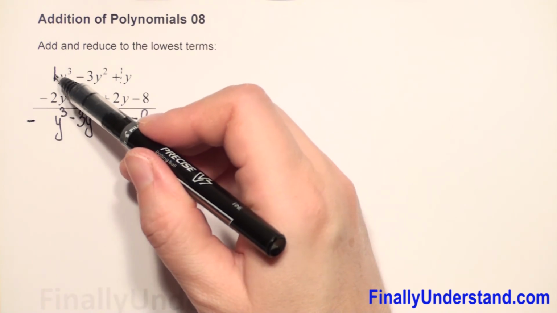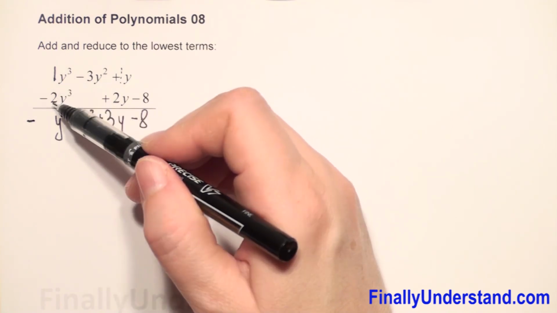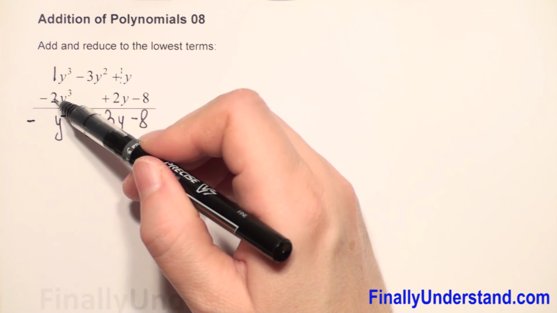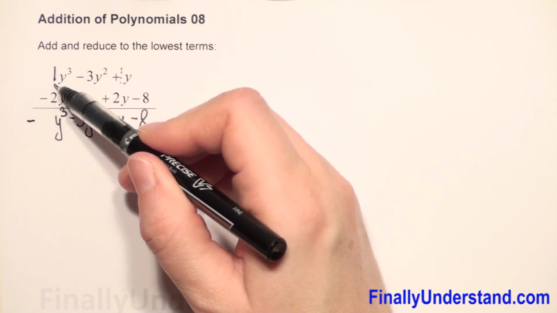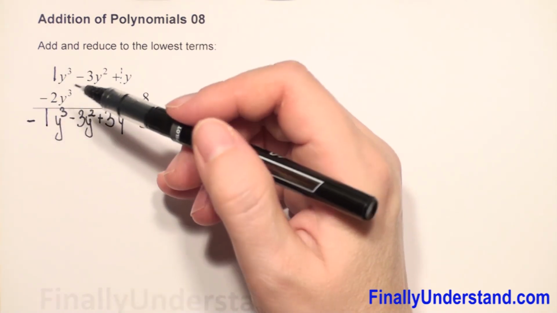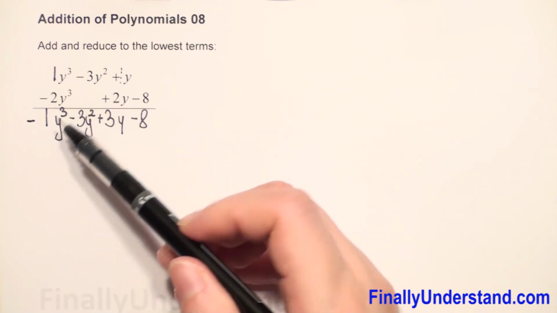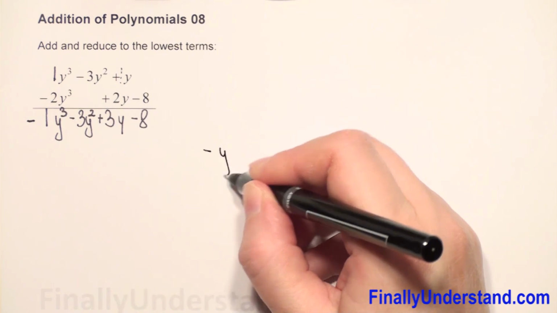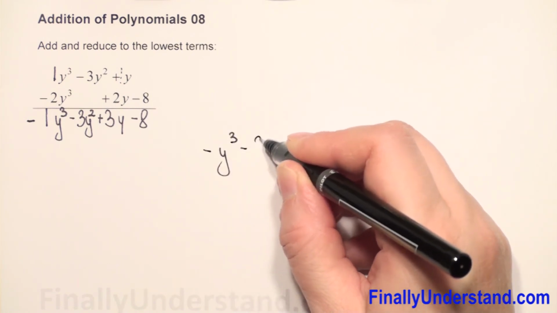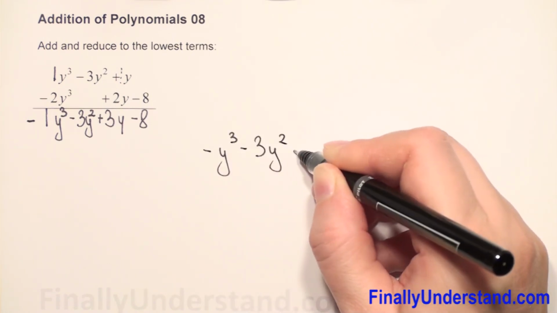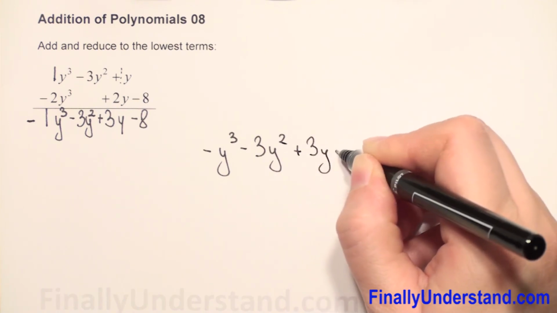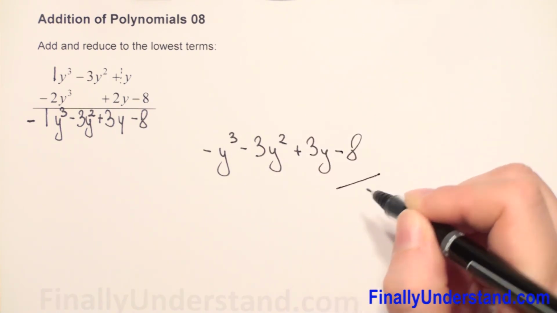And now we just subtract the smaller number from the greatest number. So we have 2 minus 1 is 1. We can rewrite this solution because we never write the 1. So we have -y cubed minus 3y squared plus 3y minus 8. This is my solution.